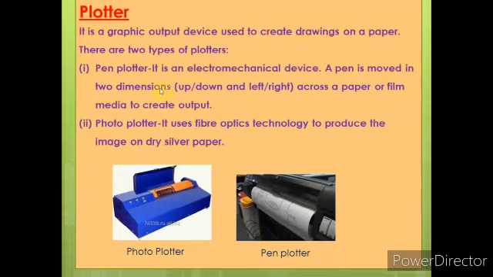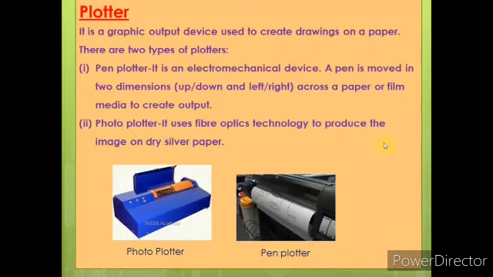Two types of plotters are there. One is the pen plotter, another one is the photo plotter. So what is a pen plotter? It is an electromechanical device. A page is moved in two dimensions. You can see here, this is your pen. It can move from left to right and up or down across a paper or film media to create the output. What is a photo plotter? It uses fiber optic technology to produce the image on dry silver paper like this.